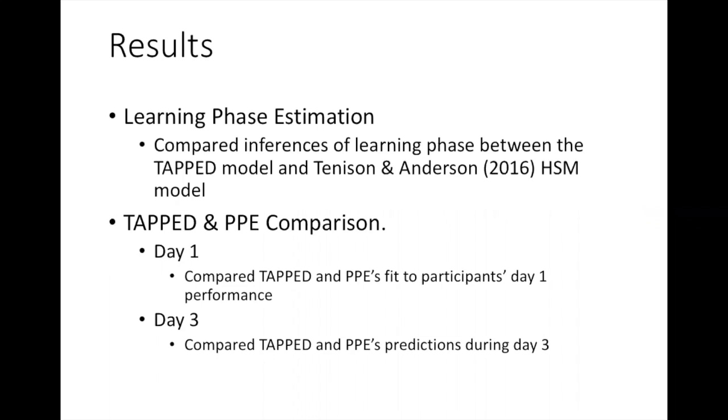Next, we wanted to compare the TAPT model to the predictive performance equation, both in their ability to account for an individual's performance across a set of learned pyramid problems during day 1, and evaluate how well they were able to predict performance on day 3.